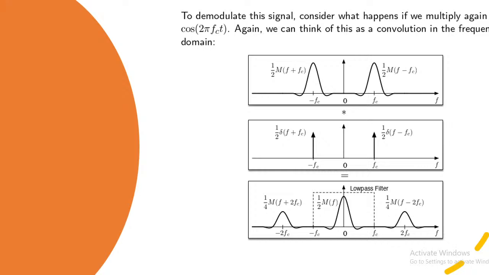So at 0, the two 1 by 4 signals will be added. That will give you 1 by 2 m of f. So around 0, use a low pass filter. If you use a low pass filter, the high frequency will be filtered out. What you will get is the original signal, which is around the baseband. So you recover the original baseband signal using a low pass filter.